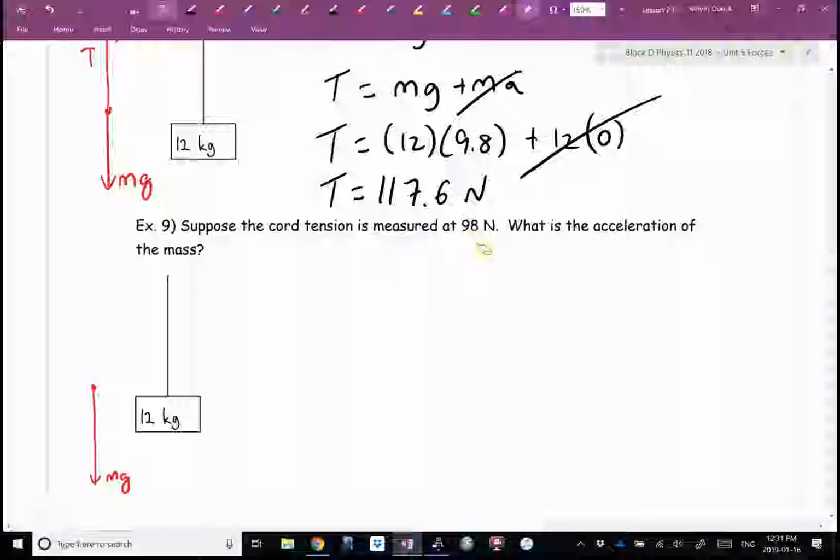What's tension in newtons according to this question? What do I know mg is? Around 120. What's tension? 120, 98. Which one's bigger, mg or tension? So I'm going to draw tension shorter. You could have gone 12 times 9.8 and gotten it exactly, but do I often just multiply by 10 if I want a quick best guess? Yeah. So do you see how I figured that out?